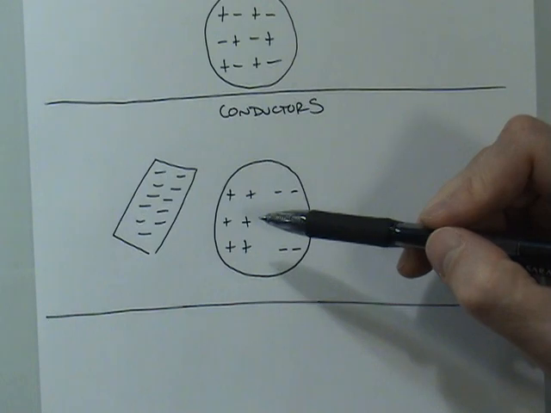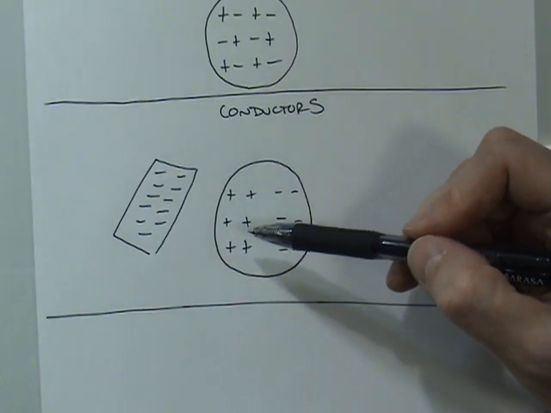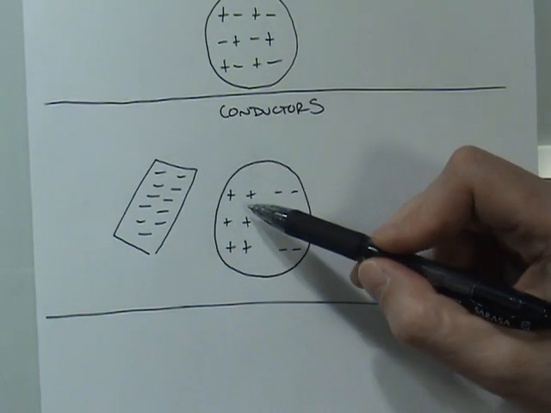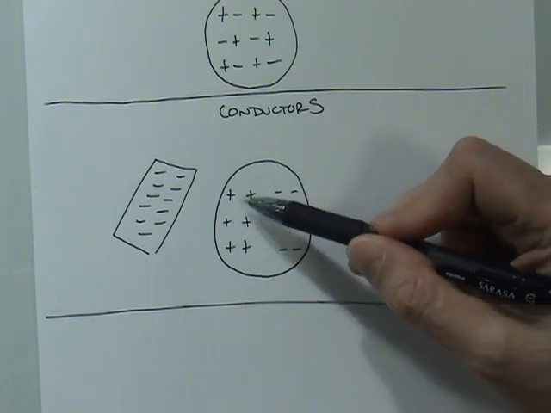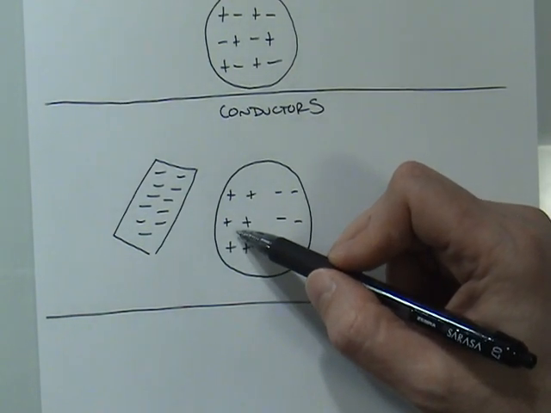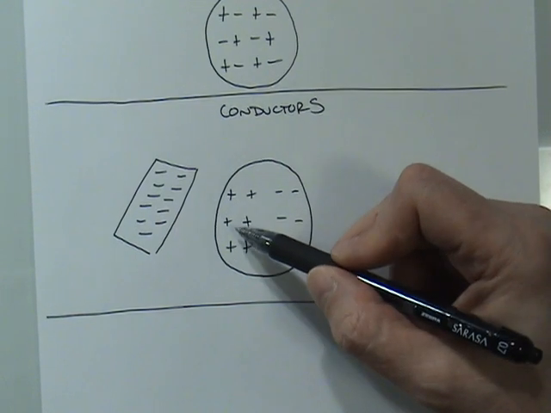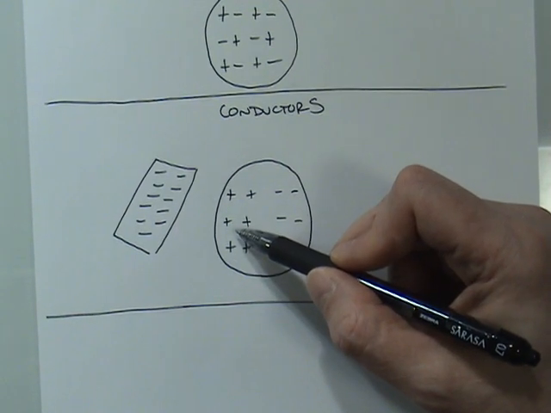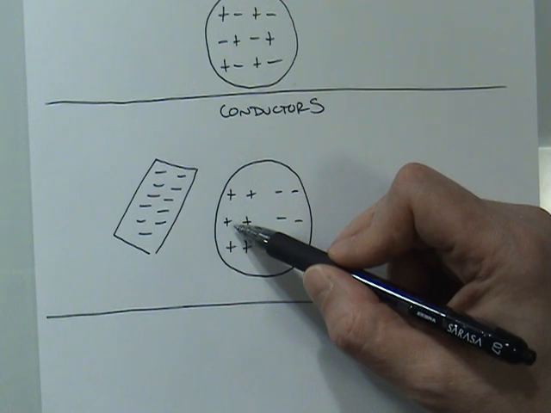Now, did the positives really move this way? No, they didn't move that way. They were always there. There's always positives everywhere inside of all objects. What happened was that some of their negatives, their free electrons, moved away from them, and that left this side more positive than negative. That's why this appears to be so positive.